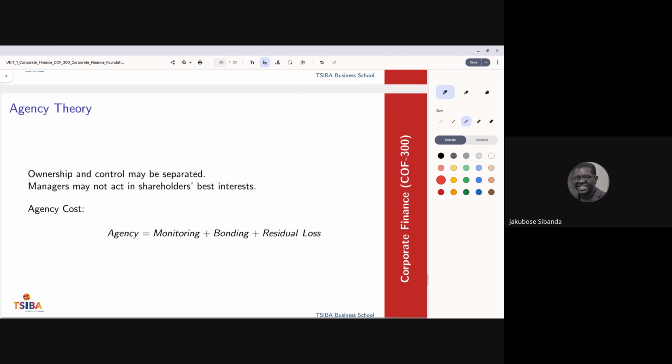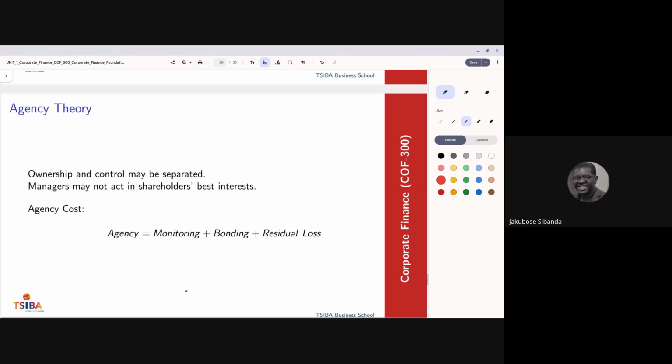So the managers might focus mainly on their own interests, which might be to pay themselves high salaries, or to travel using company money, which the investors might not have approved. Whatever trip you might be taking does not have anything to do with the company, but you are doing that business, right? So managers may not act in shareholders' best interest.